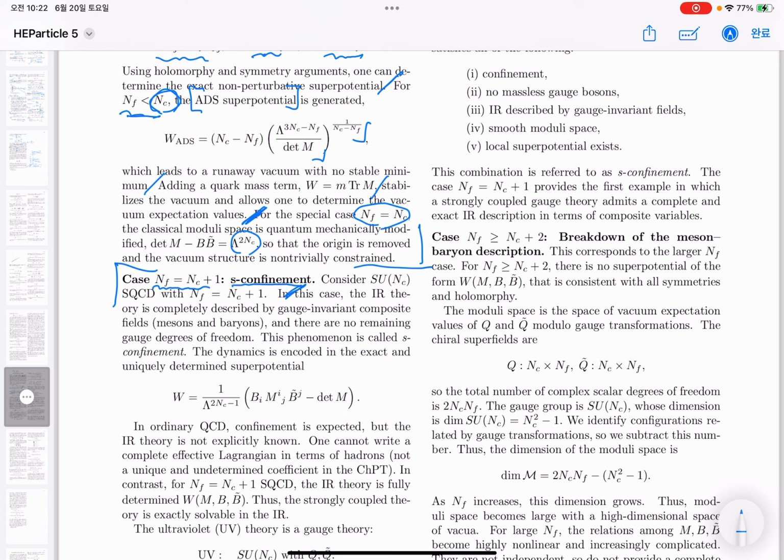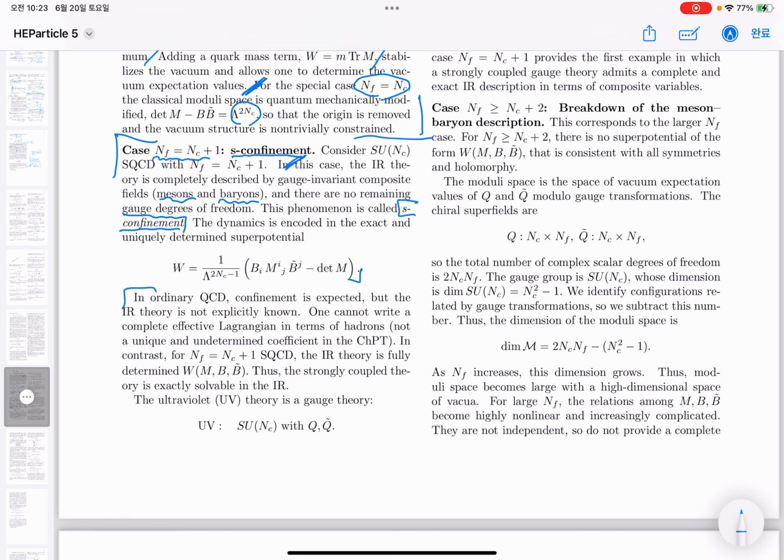The IR theory is completely determined by the gauge invariant operators like the meson and the baryon. And there are no remaining gauge degrees of freedom. This is called the s-confinement. The dynamics is exactly and uniquely determined by the following superpotential. So here, again, all the degrees of freedom are described by the baryon and the meson operators.